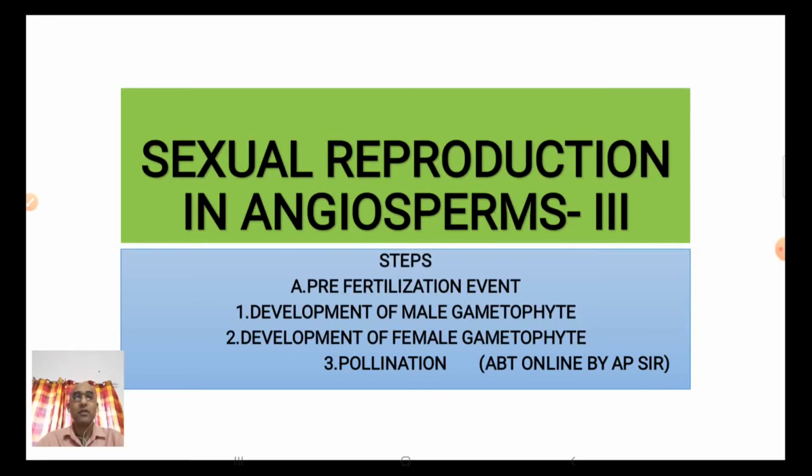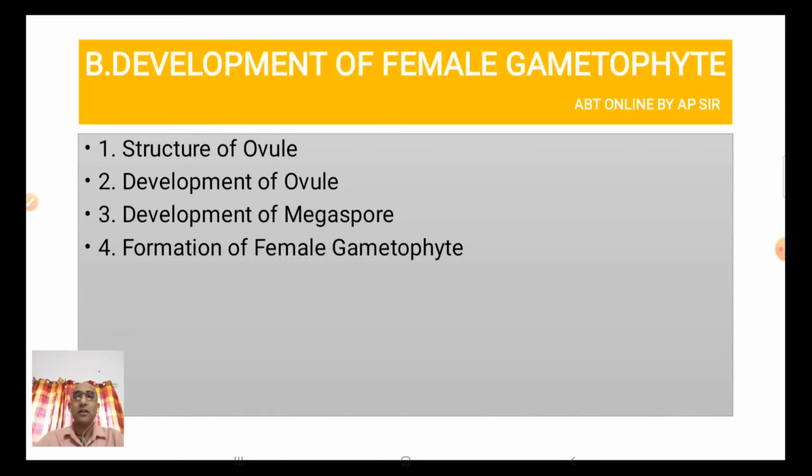Got it? As far as female gametophyte development is concerned, we will study it under the following 4 heads: structure of ovule, development of ovule, development of megaspore, and formation of female gametophyte. Got it? So first come to the structure of ovule.